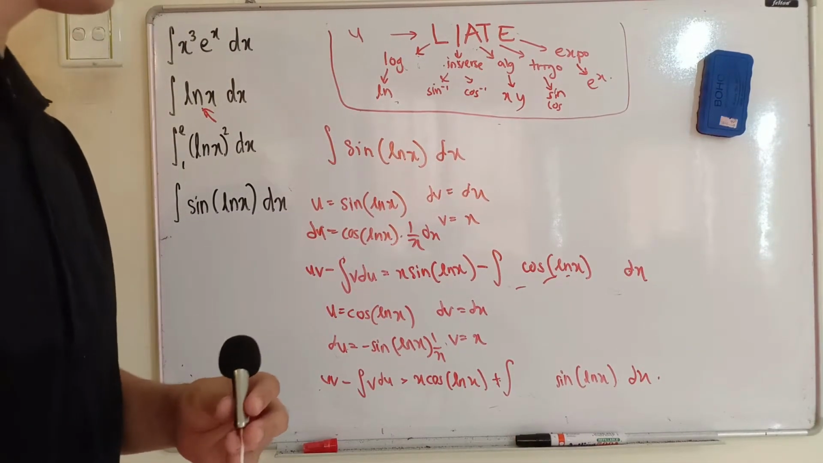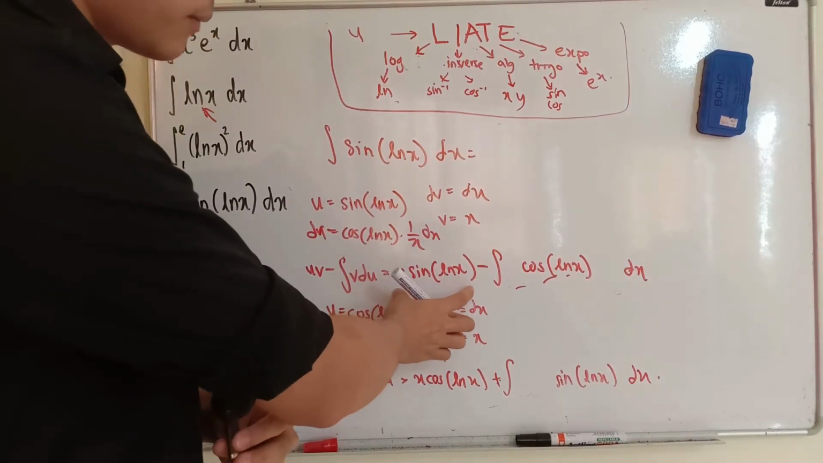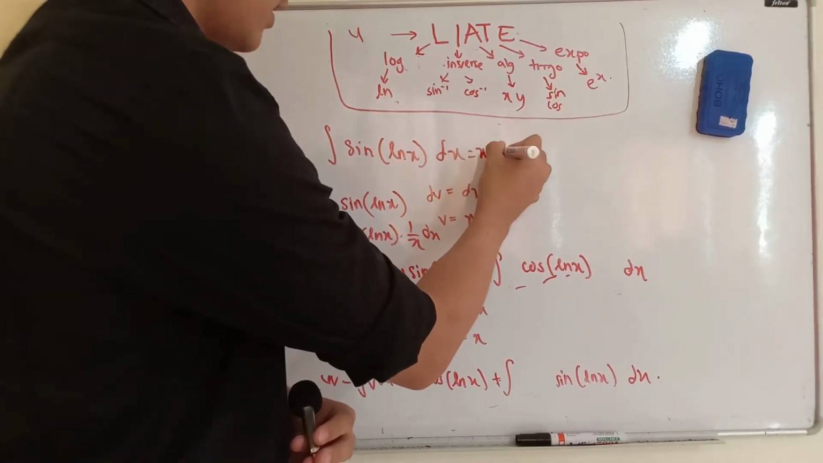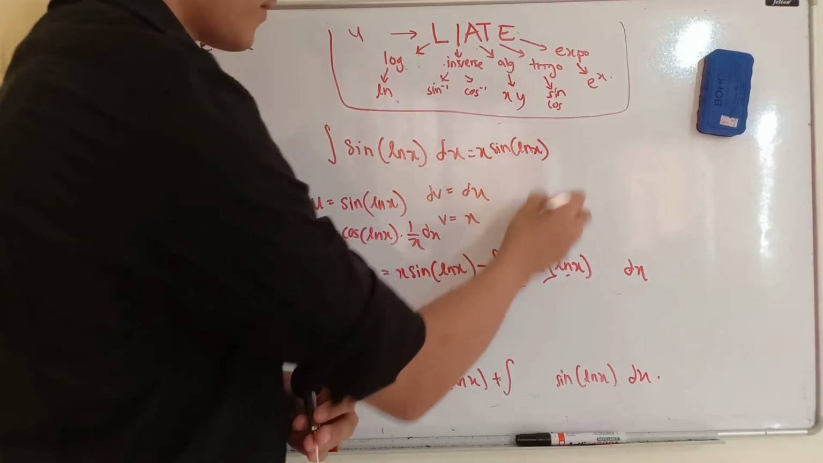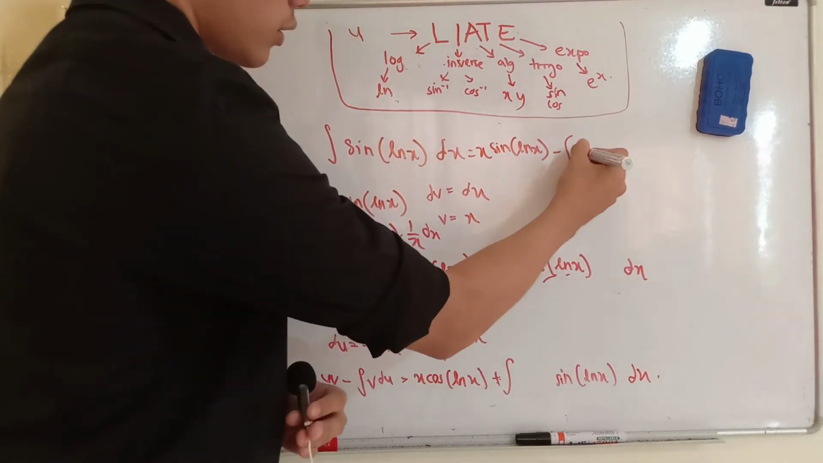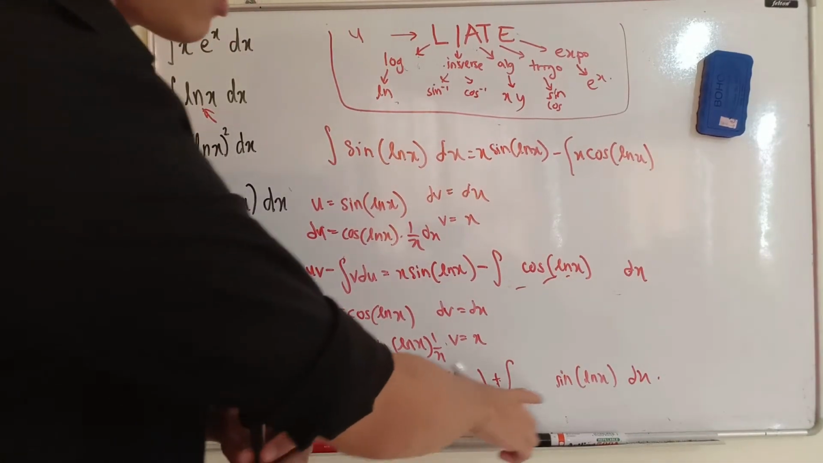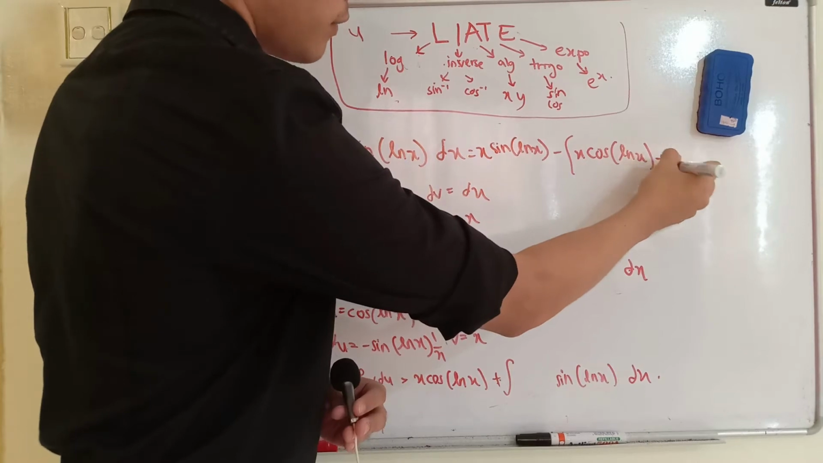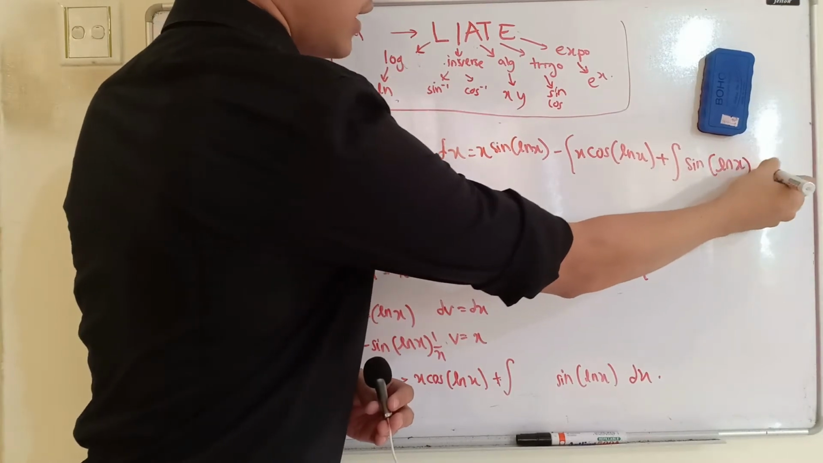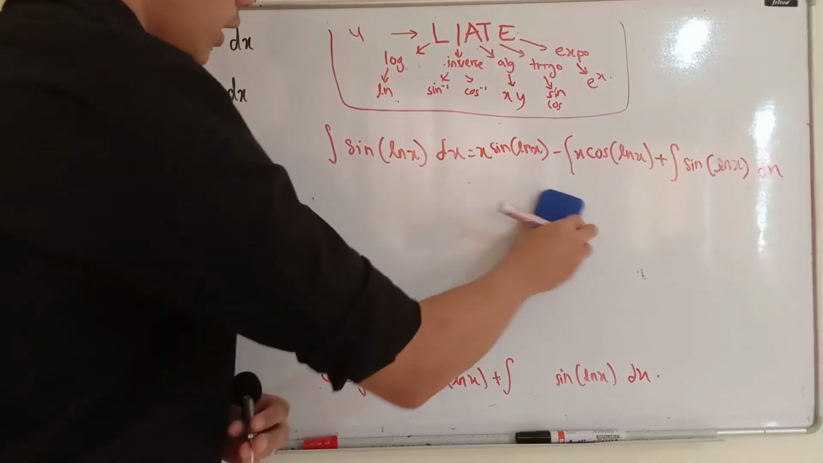So now I'm going to write it back, for the first one and also the second one. I'm just going to substitute back. For the first one, it is sine ln s, minus this one, which is equal to s cos ln s, plus the integral of sine ln s ds. What you need to do after that, I'm just going to erase this one.